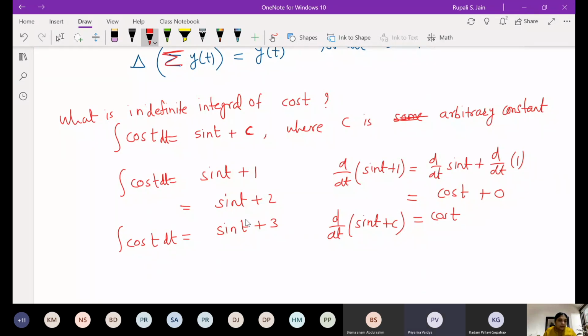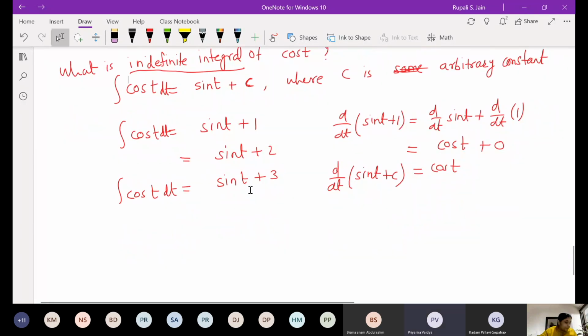The integral function is not unique, so we are saying it is an indefinite integral. Why are we saying it is an indefinite integral? Because the integral is not unique. The integration of cos t I can write as sin t plus 1 also, sin t plus 2 also, sin t plus 3 also, or any constant. So this is called the indefinite integral of a function.